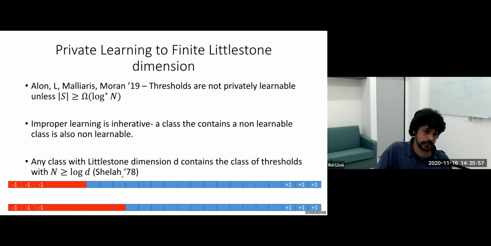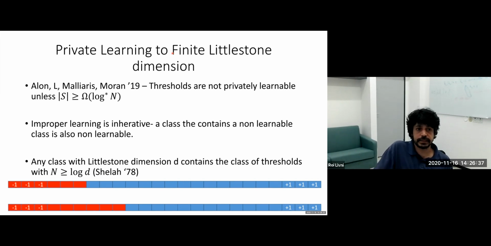And what Shelah showed in '78 is basically that any class with infinite Littlestone dimension would contain thresholds. So in other words, what we did in this paper, we showed the lower bound that shows that thresholds are not learnable. And because of this result by Shelah, it immediately suggested that perhaps what we need to look at when we look for upper bounds is the Littlestone dimension. Okay, but it will be more relevant when we talk about the upper bound.